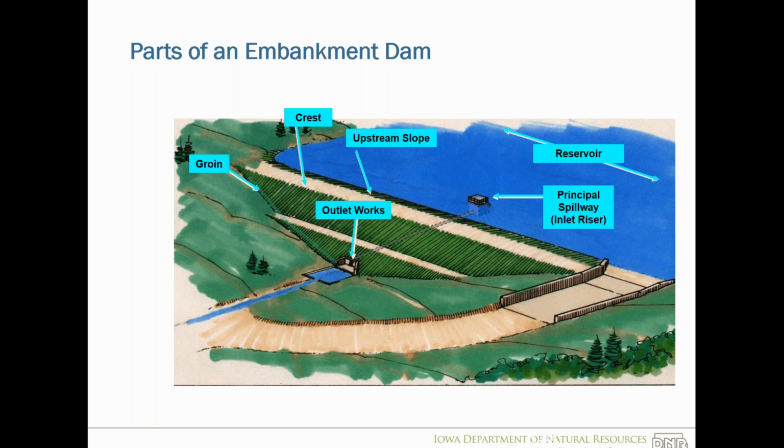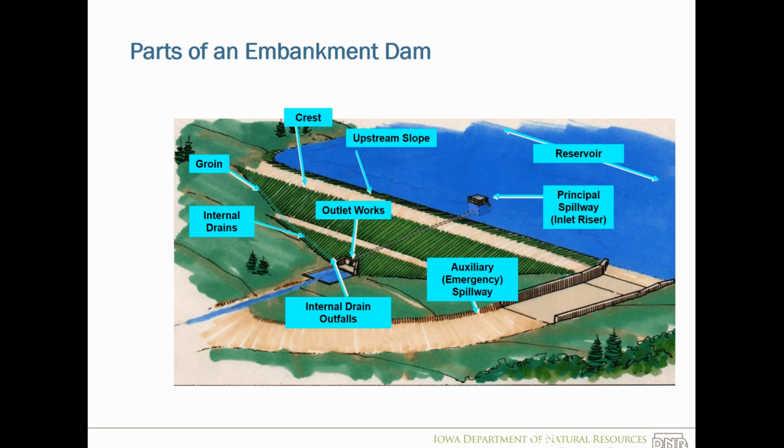We have outlet works where the water typically flows out. And then most embankment dams, I shouldn't say most, our larger ones, will have some kind of internal drains that help contain any kind of seepage. And those will have outfalls. So for our dam owners and operators on the line, oftentimes you'll see smaller pipe outlets near your outlets, and those are draining your internal drains. And then most of the time we have an auxiliary or emergency spillway around the side of a dam.